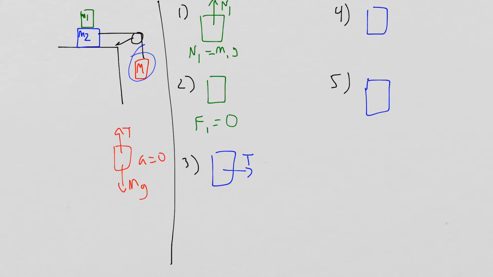But since the string is lightweight, that means the tension's the same everywhere in it. So the tension must equal capital Mg, right? Because it's calculated sort of from the other block.